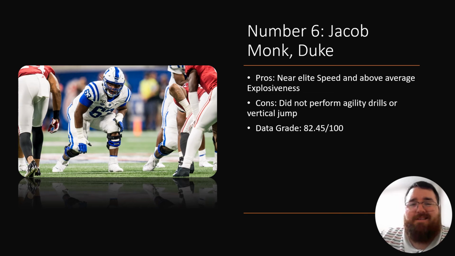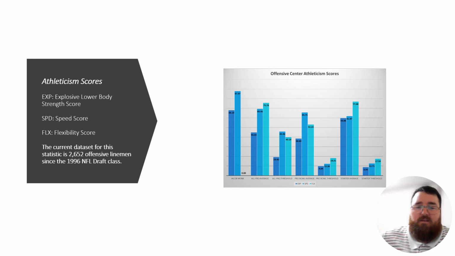And we get to number 6 on this list, which is Jacob Monk from Duke. Pros, near elite speed and above average explosiveness. Cons, did not perform agility drills or vertical jump. His data grade is 82.45 out of 100. So that is a pretty decent overall profile. Taking a look at his athleticism, as you can see, near elite speed score, above average explosiveness. Those are pretty good traits for Jacob Monk.